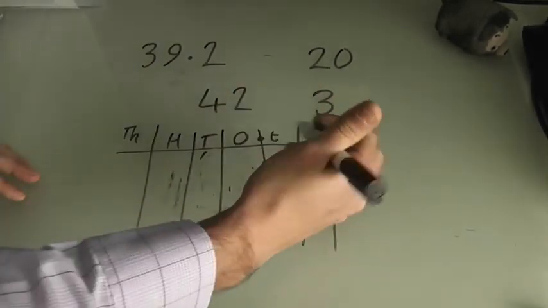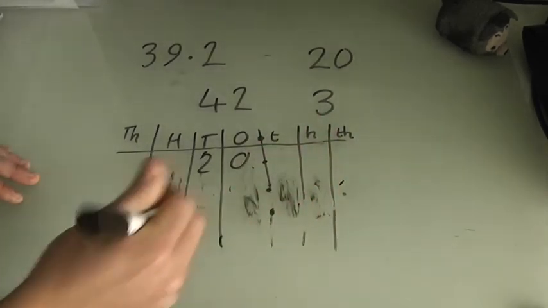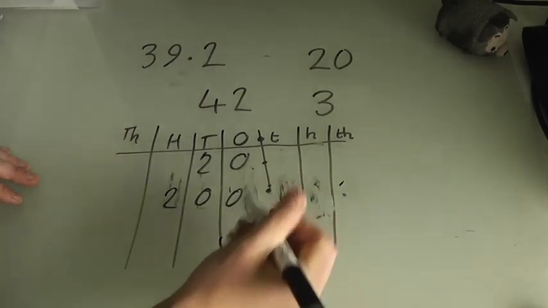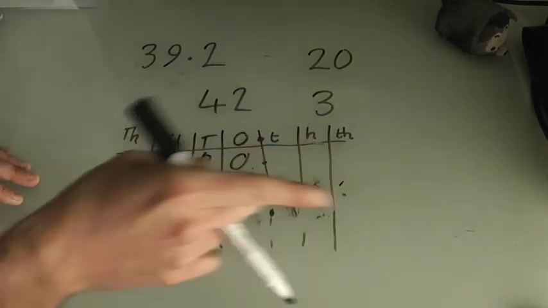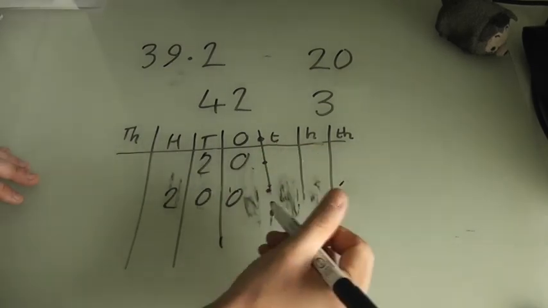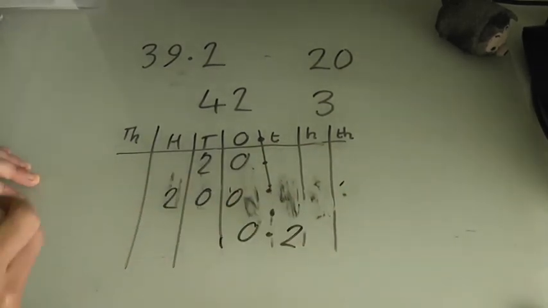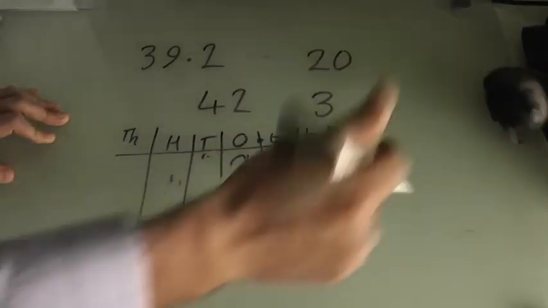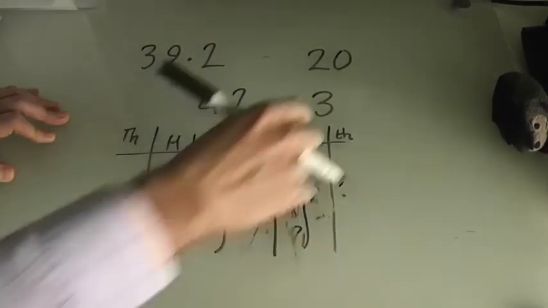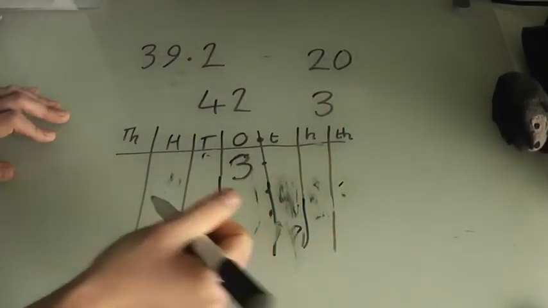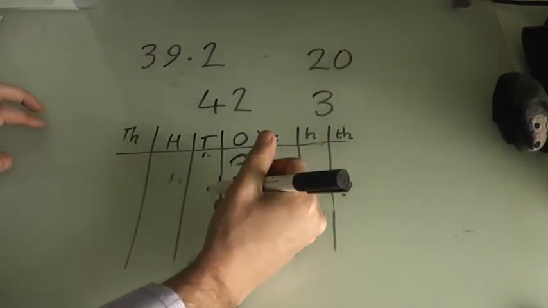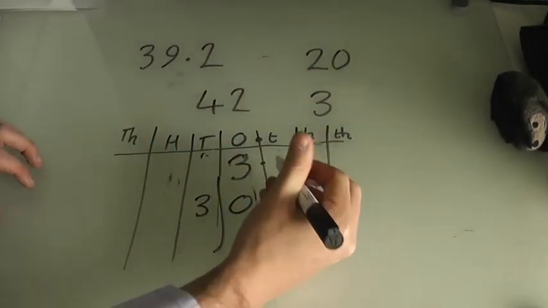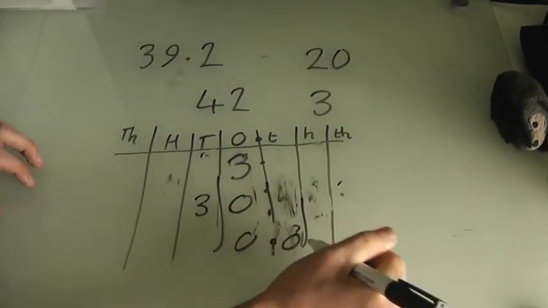Okay, let's have a look at 20. Times in by 10, we're moving it this way once, so we've got 200. And dividing by 100, we're moving it that way twice. So we got 1, 2, so you should have 0.2. And finally, we've got 3, so we put our 3 in the ones column. Times it by 10, we're moving it this way once. So we've got 30. And to divide it by 100, we're moving it that way twice. So we go 1, 2. So it's 0.03.